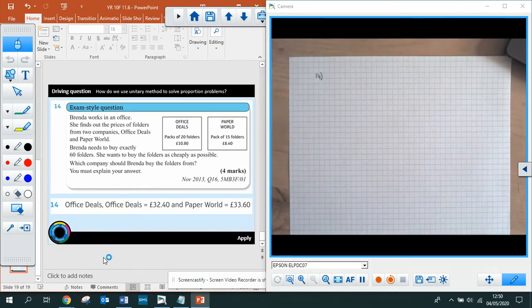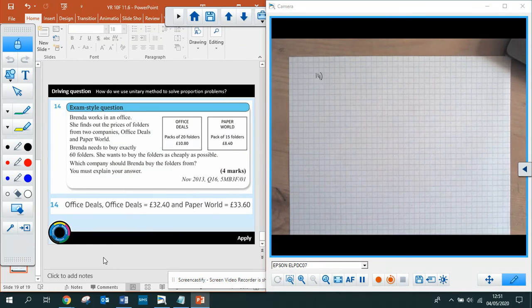So Brenda works in an office. She finds out the prices of folders from two companies, Office Deals and Paperworld. Brenda needs to buy exactly 60 folders. She wants to buy the folders as cheaply as possible. Which company should Brenda buy the folders from? You must explain your answer.